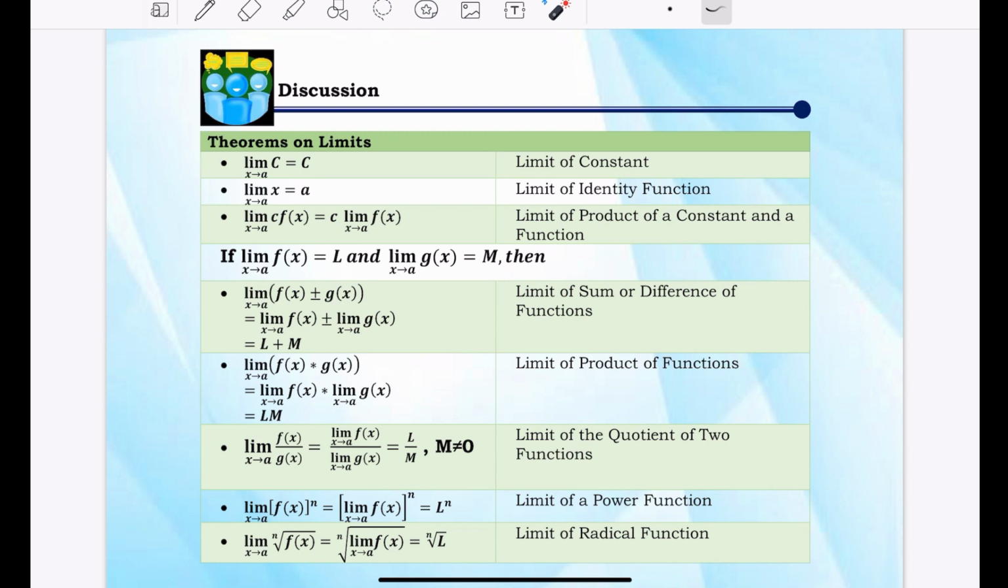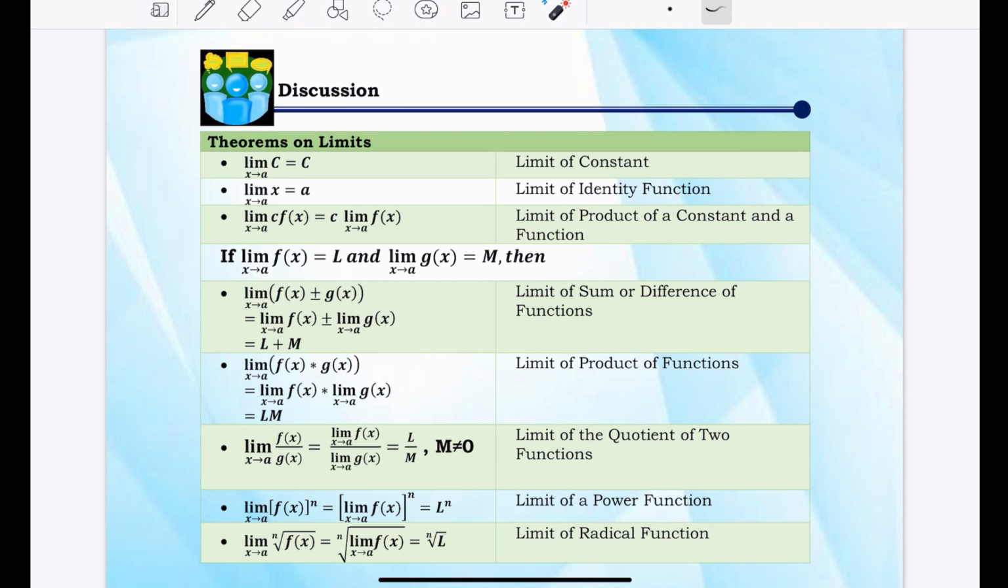The limit of f of x over g of x where x approaches a is equal to the limit of f of x where x approaches a divided by the limit of g of x where x approaches a. And this is equal to L over m. But take note, m should not equal 0. And this is the limit of a quotient of two functions.